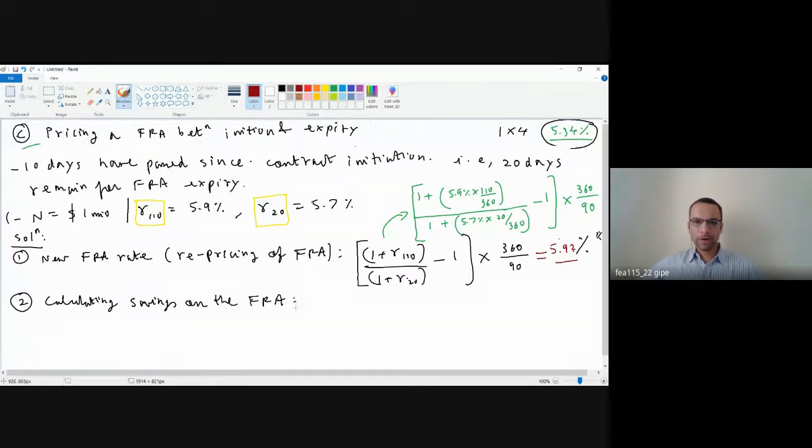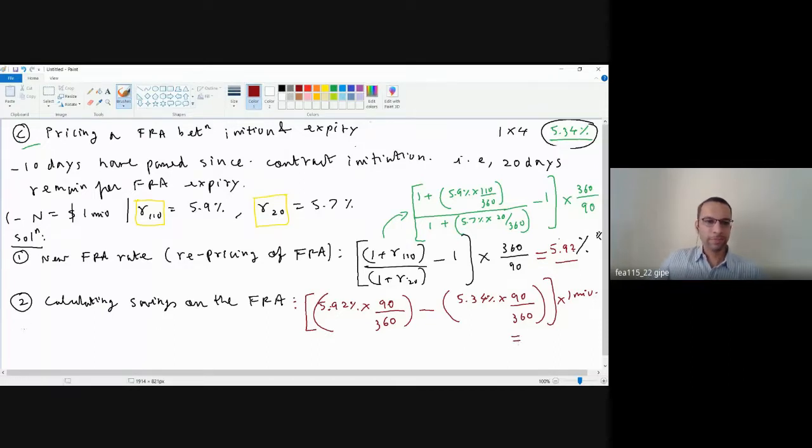So savings on my FRA will be 5.92. Again, I'll use a similar format to the last time. Rather than writing 90 by 360 outside, I'll write it inside so that it becomes easy to understand the savings calculation, which we had done in part B. You can again take it as common and keep 90 by 360 once outside rather than writing it in brackets, but to maintain consistency, I'm writing it this way. So this will come out to be something. If someone could help me with this number, there'll be one final step.